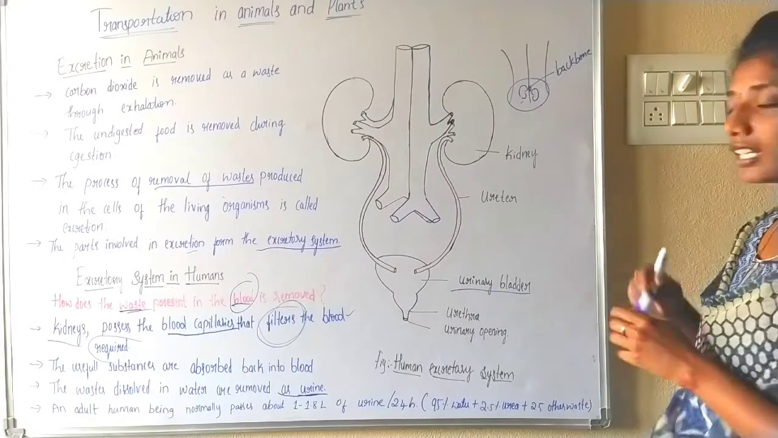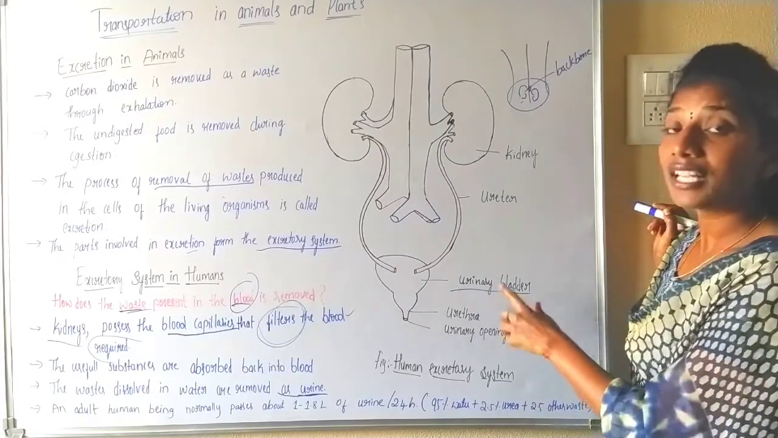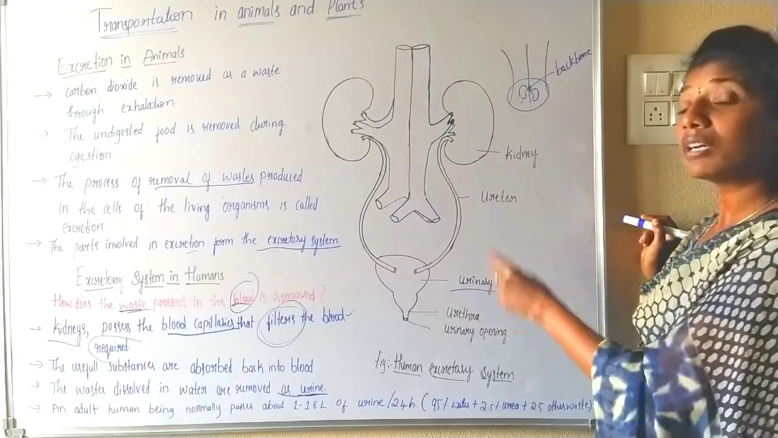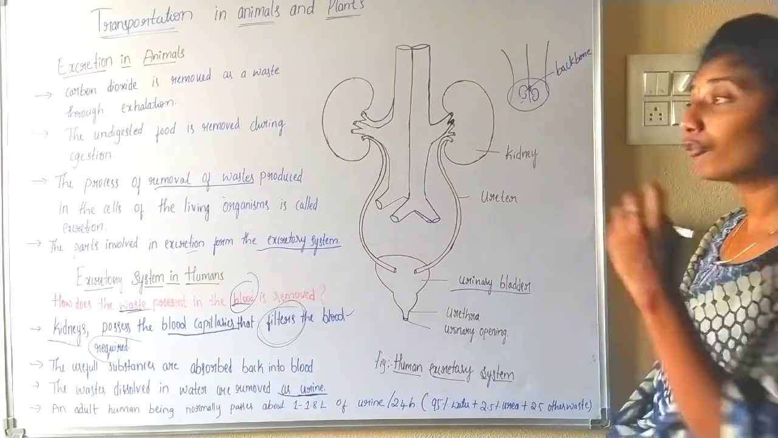The urine produced inside the kidneys will be stored inside the urinary bladder. So, what will the urinary bladder do? The urinary bladder will store the urine for some time. So, how does the urinary bladder collect the urine from the kidneys?